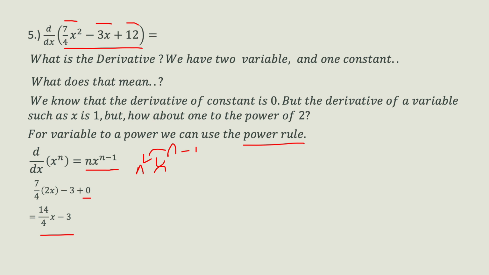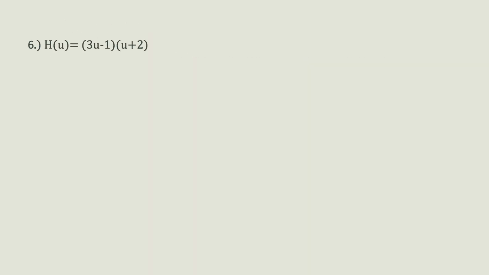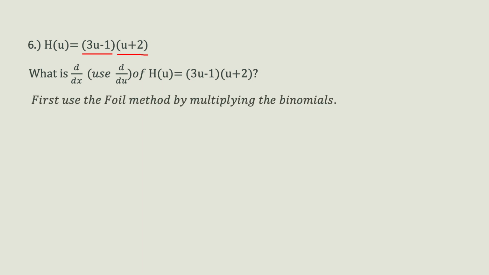So problem number 6 is a little different. We have h of u equals 3u minus 1 times u plus 2. How do we take the derivative of a non-distributed binomial? We have to multiply the binomial using the FOIL method. I don't know if you recall the FOIL method. It is a distribution method for distributing binomials into something simpler to actually use, which here will give us a quadratic.